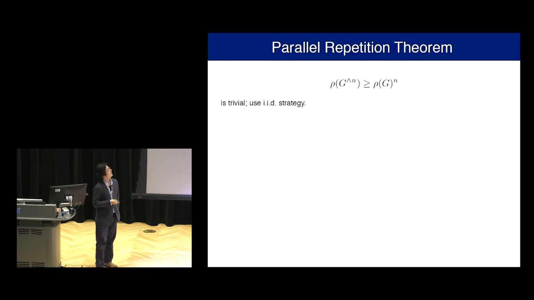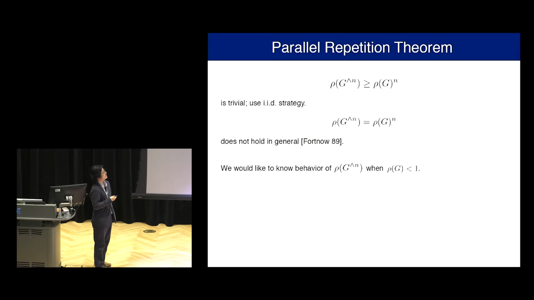First, by using IID strategy, we can easily verify that the value of n repetition game is as large as the value of a single game to the power of n. Okay? However, this equality does not hold in general. There is some counterexample. And we'd like to know the behavior of the value of n repetition game when the value of a single game is strictly smaller than 1.